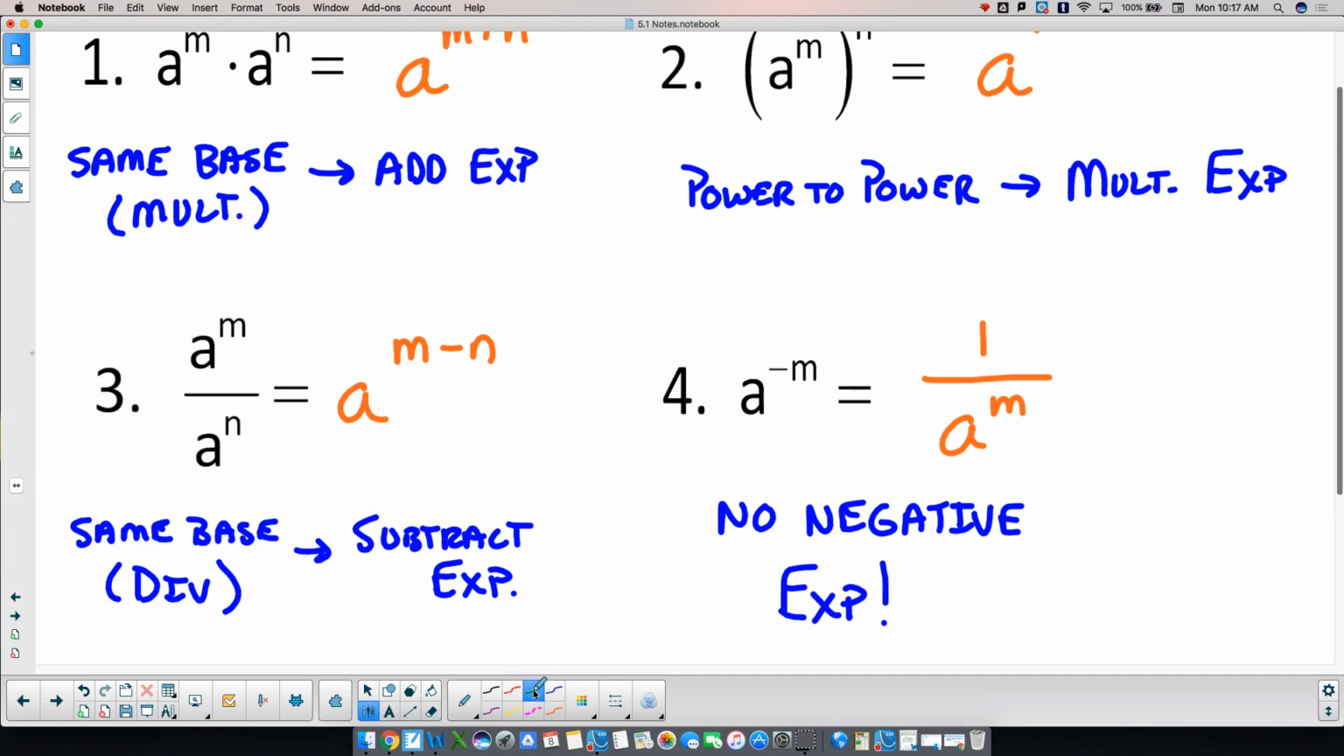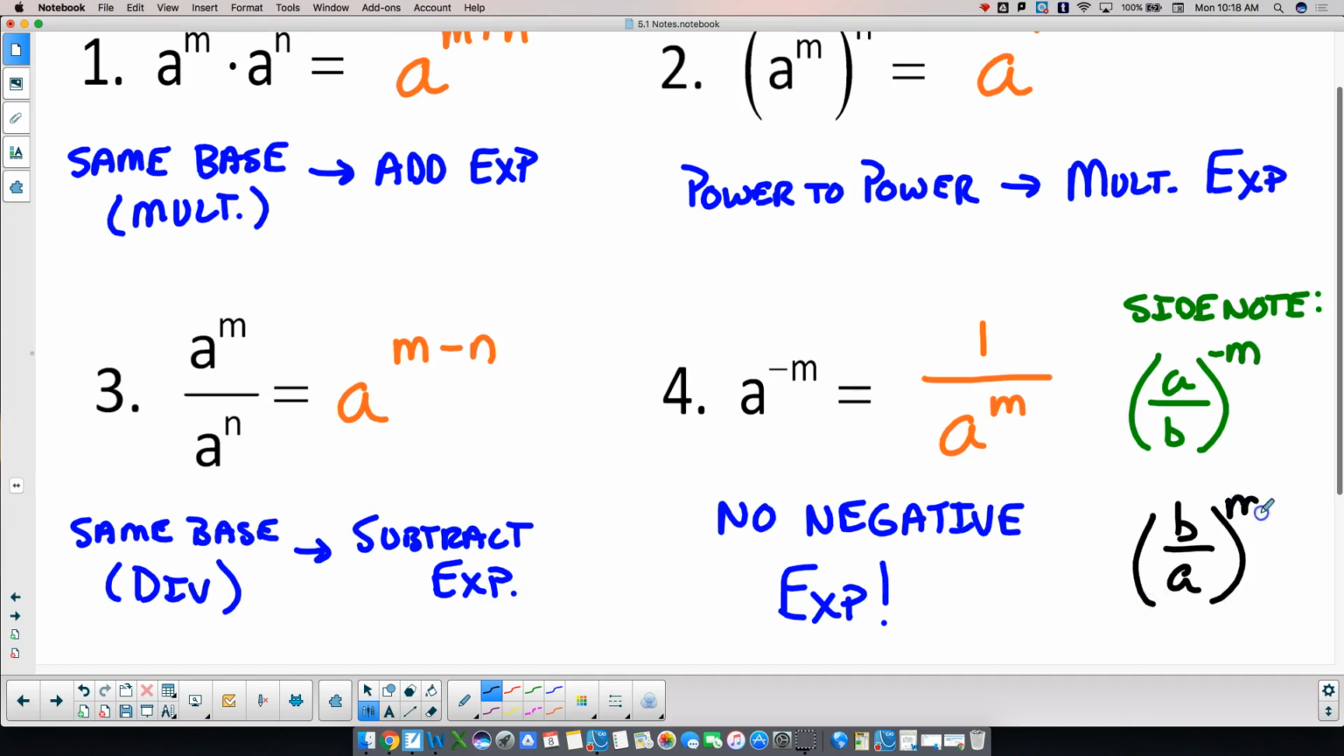Or, little side note, if it's a fraction to a negative exponent, another thing that I could do is I could reciprocate the fraction and then take it to a positive exponent. Okay? I can reciprocate the fraction to make it become a positive exponent then. Okay? Or I could take the power to the top and take the power to the bottom and go through like that.